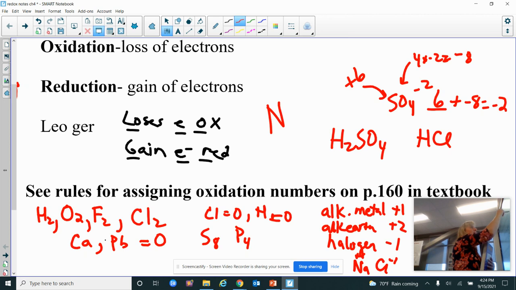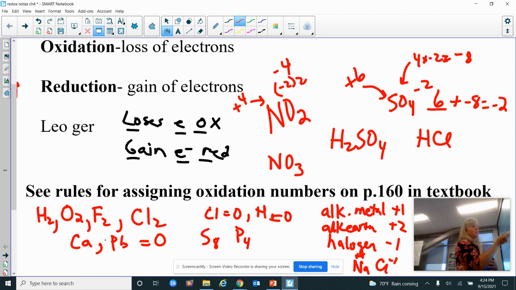If we looked at NO2, we know oxygen is mostly -2. So -2 times 2 is -4. That nitrogen has to make it add up to 0 because it's a compound. So that means the nitrogen is +4. Versus in NO3, 3 oxygens make -6. So that means this nitrogen is +6. So that's why there's lots of different oxidation numbers for the nonmetals when they're in covalent compounds. So that's what we're following.